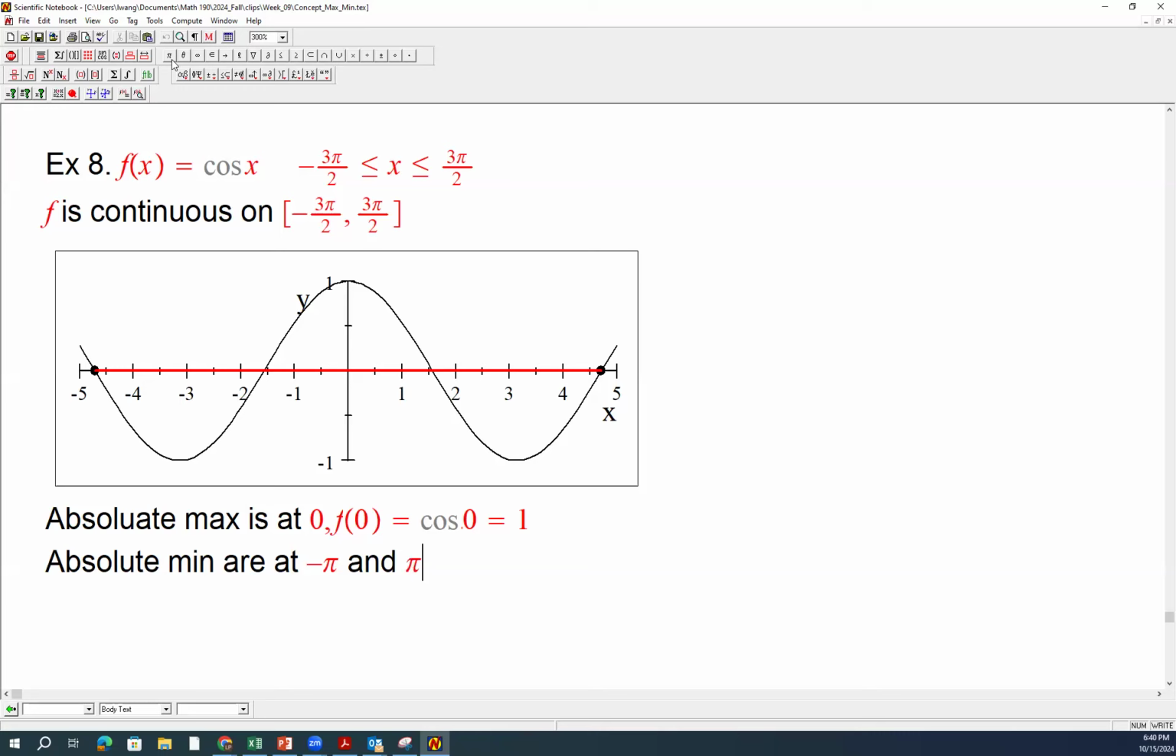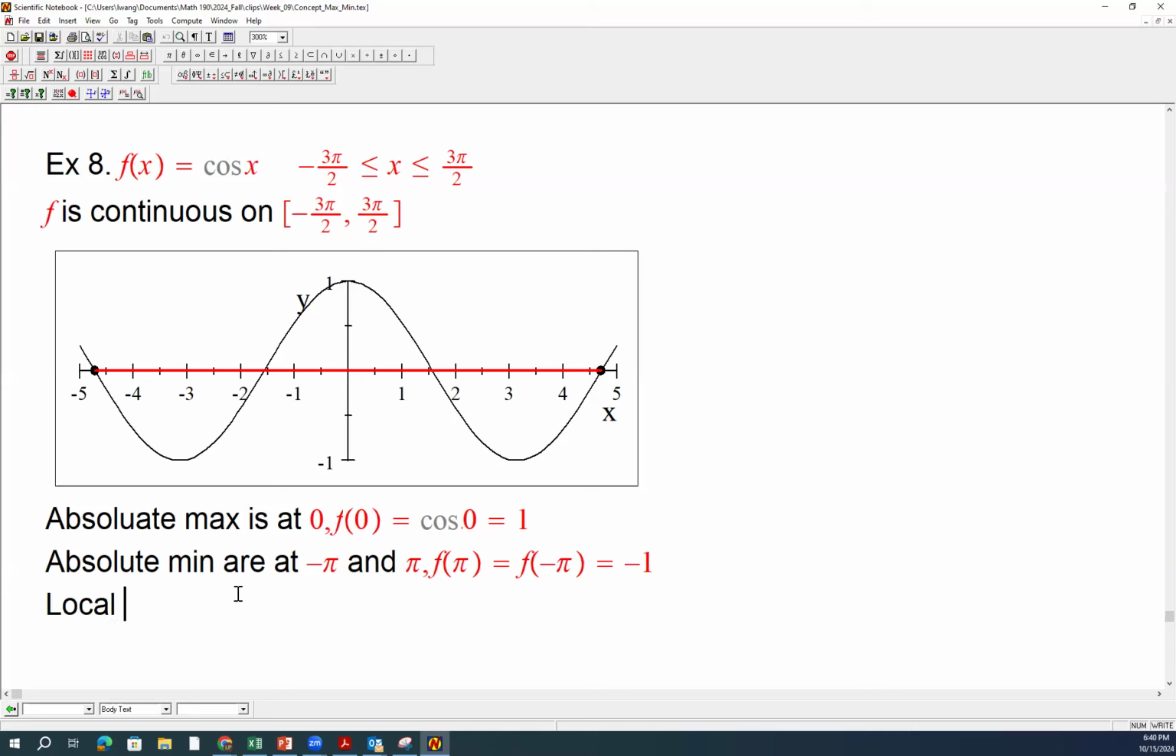As we know, we talked about cosine is an even function, right? Of course it is. So they have the same value. f of pi is equal to f of negative pi, right? And that equals negative 1. So we got all the absolute max, absolute min. How about local max, local min?